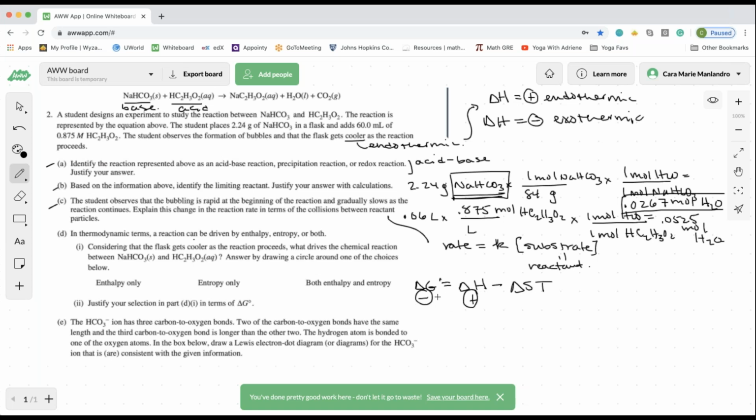All right, so in order for this to be overall negative, then this must be greater than that. And so this must be a positive number. It's not possible to get a negative number if this is not a positive one. So this would be entropy only. Any questions?